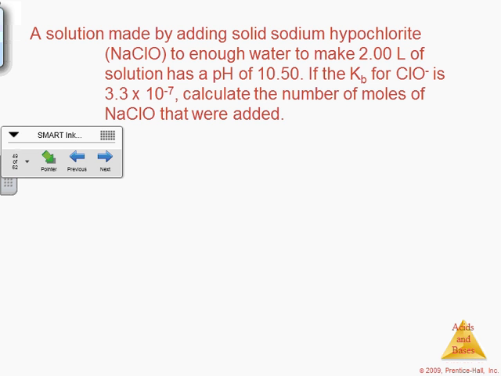Okay, so a solution made by adding solid sodium hypochlorite to enough water to make 2 liters of solution has a pH of 10.5. It's giving us the Kb, and we want to calculate the number of moles of NaClO that were added. So that's a little different. I guess that's a little bit different, because what we're doing is trying to find an initial instead of trying to find a final concentration. They're giving us the pH to start with, so we're essentially just working backwards on this one.